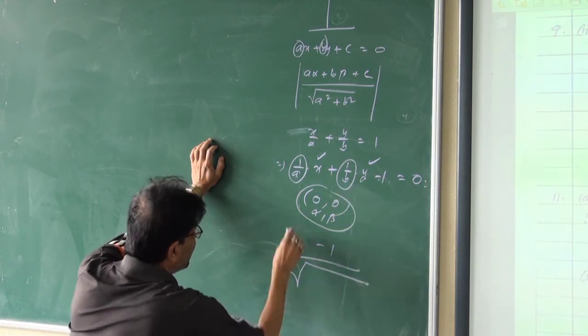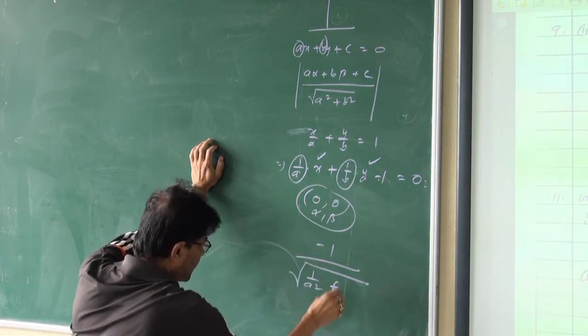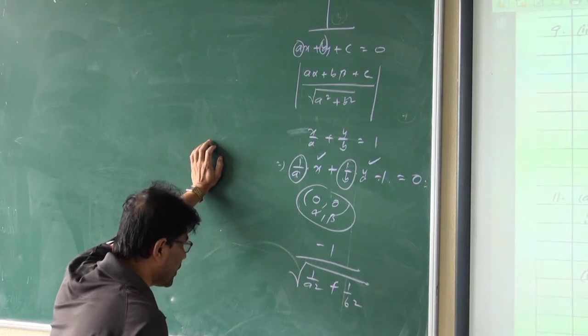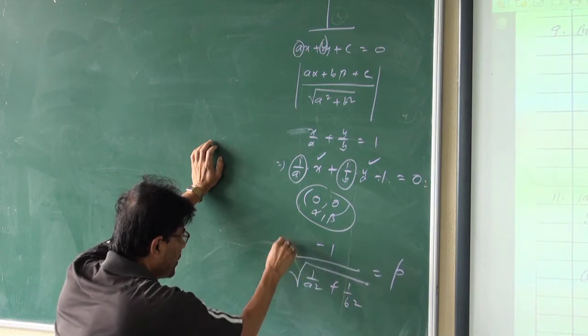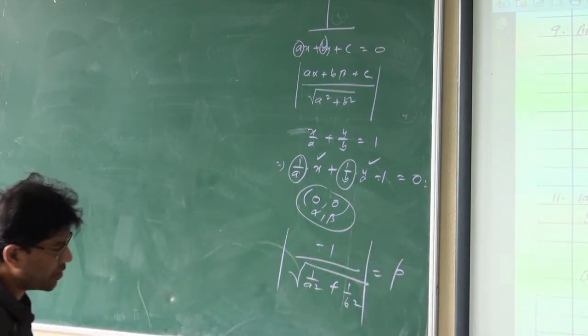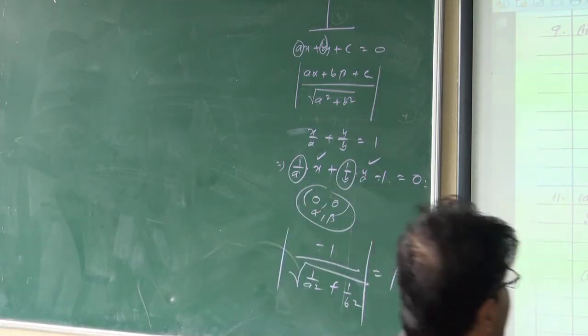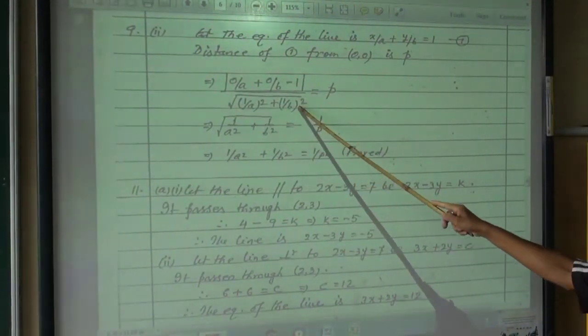Over under root. What is A? A is 1 by A. Square of that, 1 by A square. Square of this, 1 by B square. This value is given as P in the question. Negative? I said distance cannot be negative. So it is modulus, numerical value. That's what I have written here. 0 by A plus 0 by B minus 1 over this is equal to P.